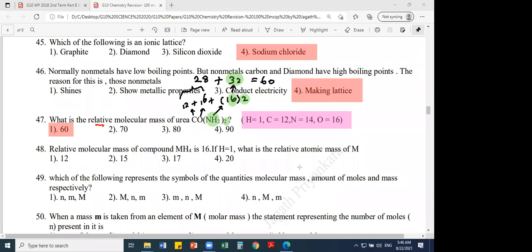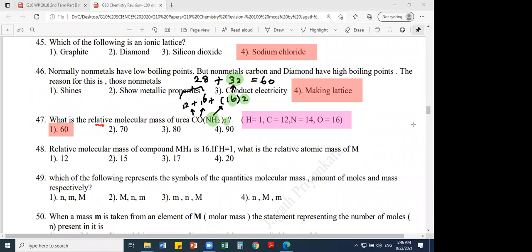Right. Question number 48. Who can give me the answer for the 48th MCQ? Relative molecular mass of MH4 is given. Then what is the relative atomic mass of M? I'll ask the answer for the 48th MCQ from Sumela.